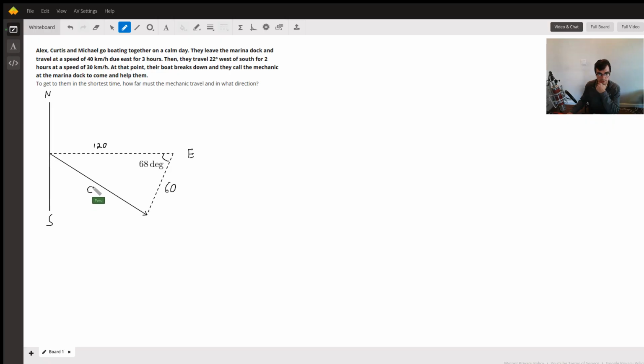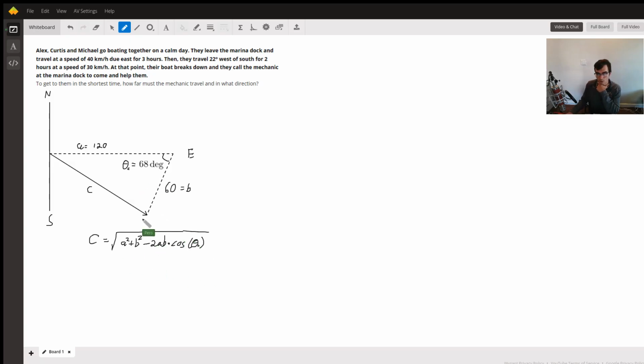Let's call this side length C. Let's call this A. And let's call this B. This is going to be the angle of C, which we can call theta C. And then we can use the cosine law, which is that C is equal to the square root of A squared plus B squared minus 2AB times the cosine of theta C.